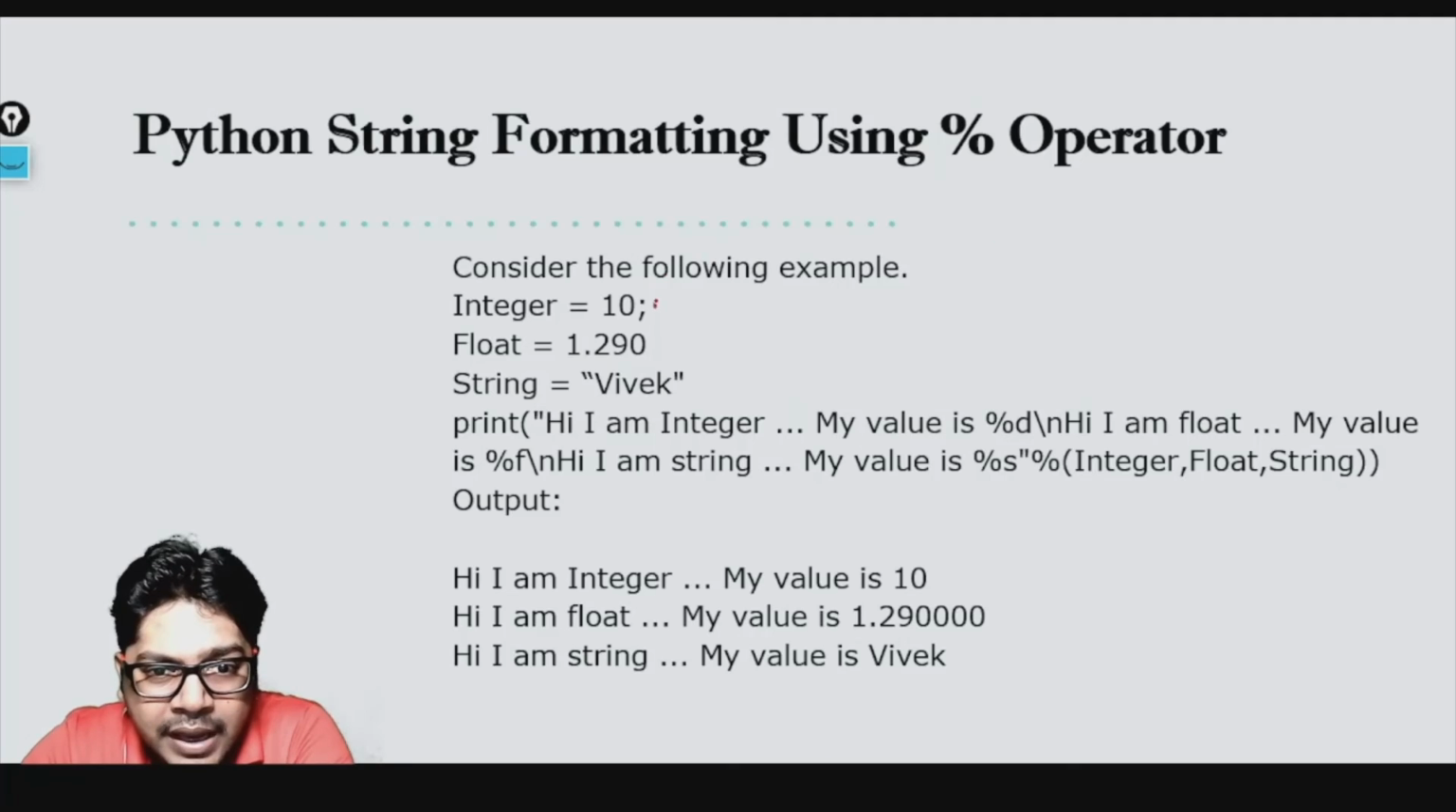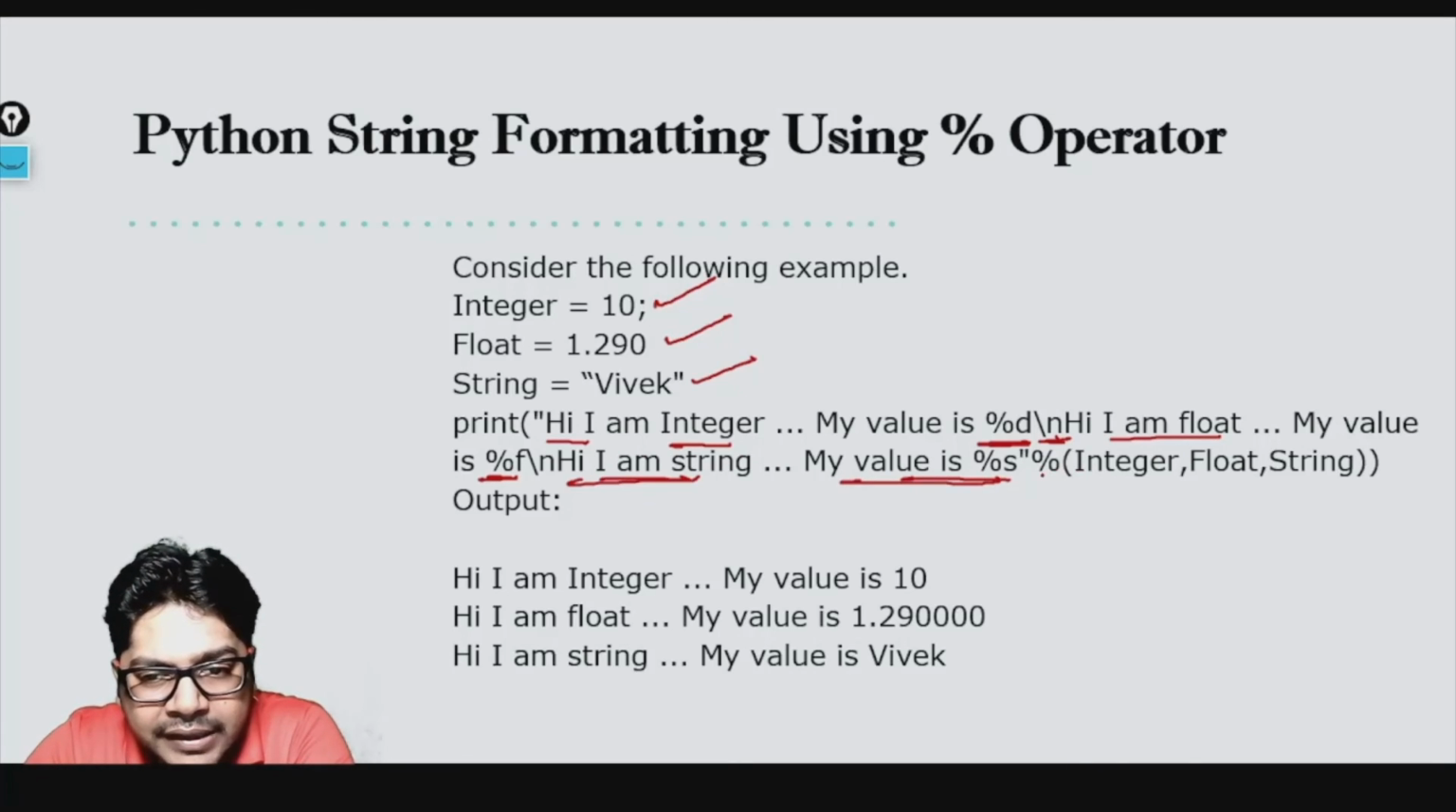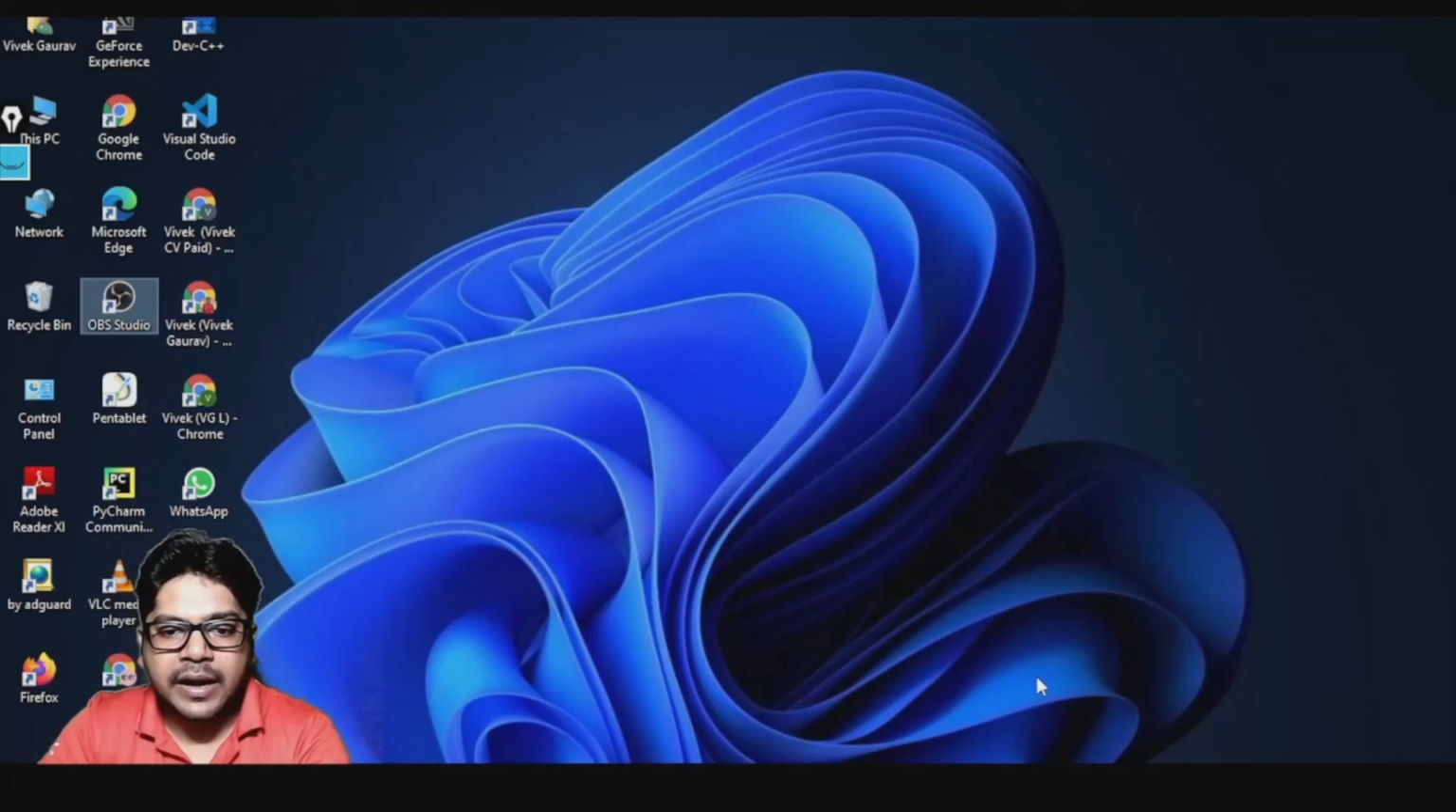Let us have a look. Integer is 10, float is 1.290, string is Vivek. Now here what I am doing is print "Hi I am integer, my value is %d\n" will change the line. "Hi I am float, my value is %f." "Hi I am string, my value is %s." And then you write % and, comma separated, the three values, passed in the same sequence as they have to be replaced. So integer for integer, float for float, and string for string, and then you get the output. So let us go over there and write this one.